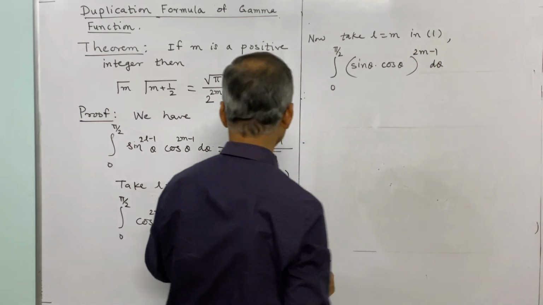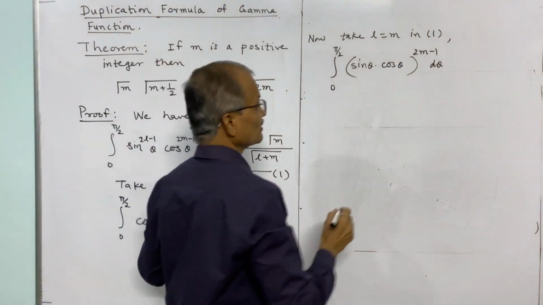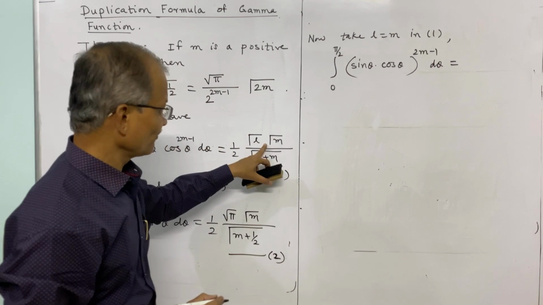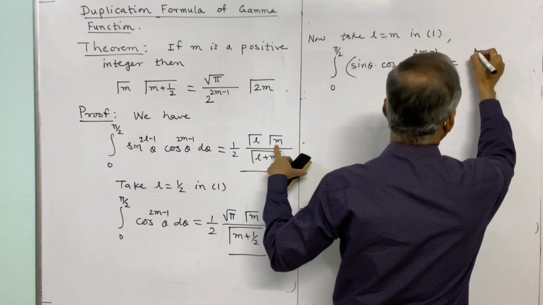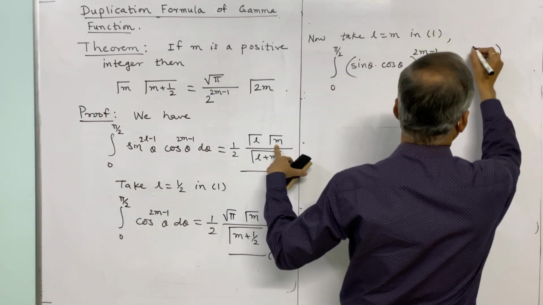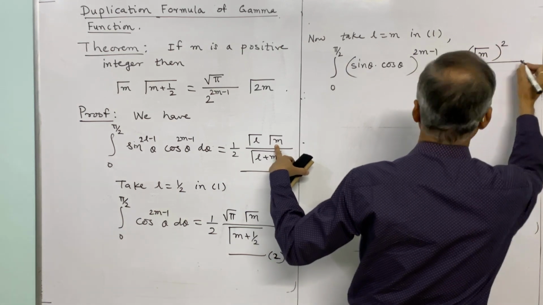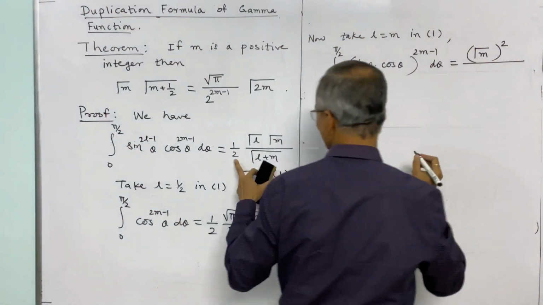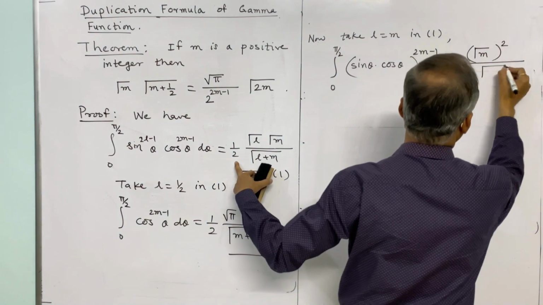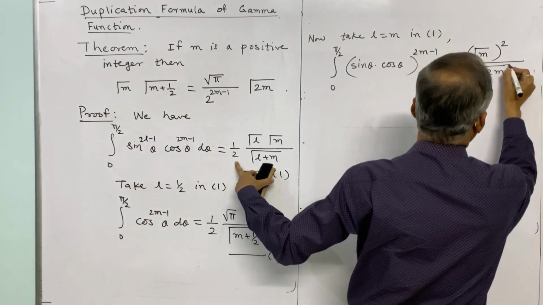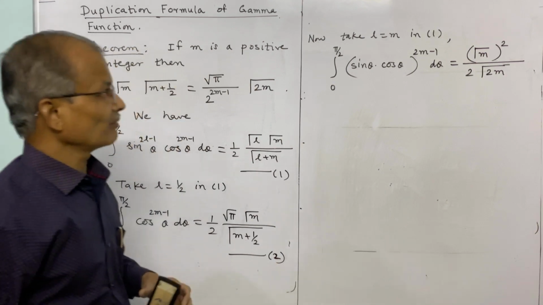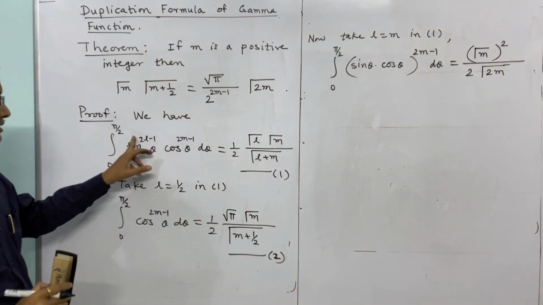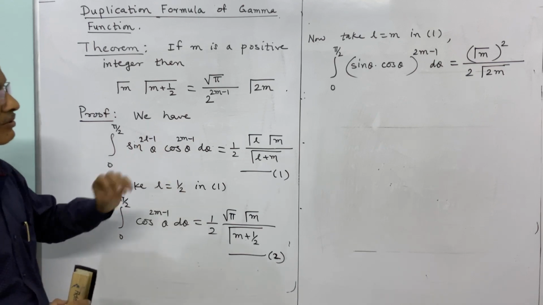into d theta, left side, and on the right side this is equal to, l is m, so it is gamma of m into gamma of m, that is gamma of m whole square divided by 2 into gamma of 2m. So this is the result we have obtained by taking l is equal to m in 1. We verify this. This is the same power, so we have written sine into cos.